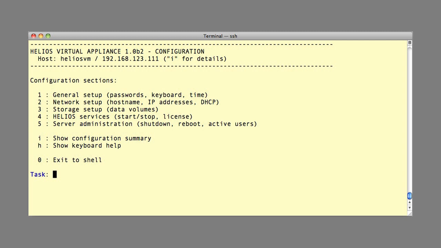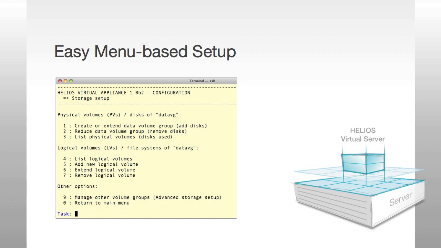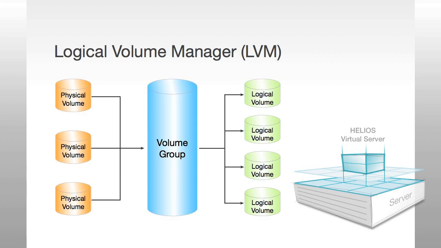Now we get to the most important option, number 3, storage setup. Server storage configuration and LVM, logical volume management, can be very complex. So the Helios Configuration Assistant was carefully designed to provide an easy, menu-based method to manage the data volume group, which is used for data storage, and its partitions, called logical volumes. When new physical storage is attached to the physical server, you need to use the VM platform, VMware, Xen Server, or Hyper-V, to recognize that storage and assign it to the Helios VM. You can then use the Helios Configuration Assistant to import it into a volume group.